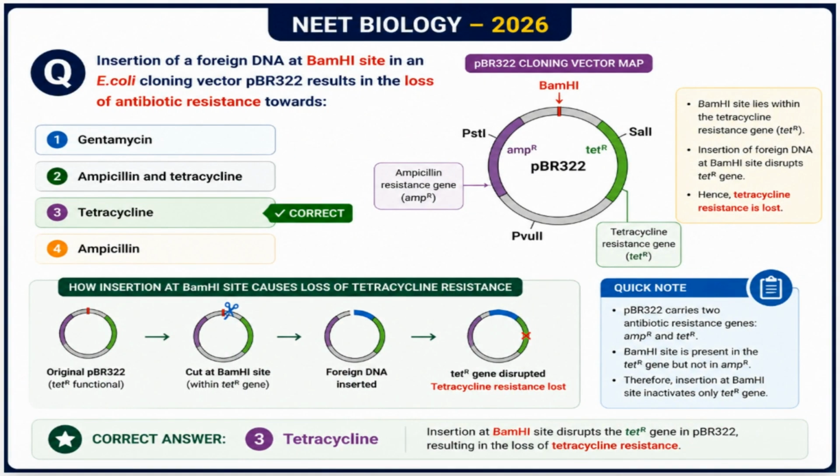Insertion of a foreign DNA at the BamHI site in an E. coli cloning vector pBR322 results in the loss of antibiotic resistance towards which antibiotic? The BamHI site disrupts the tetracycline resistance gene, leading to the loss of tetracycline resistance.